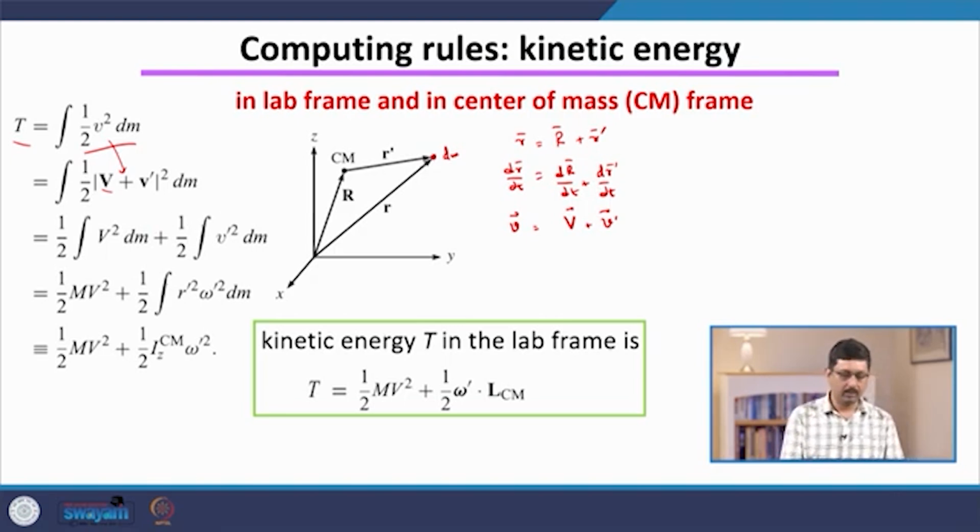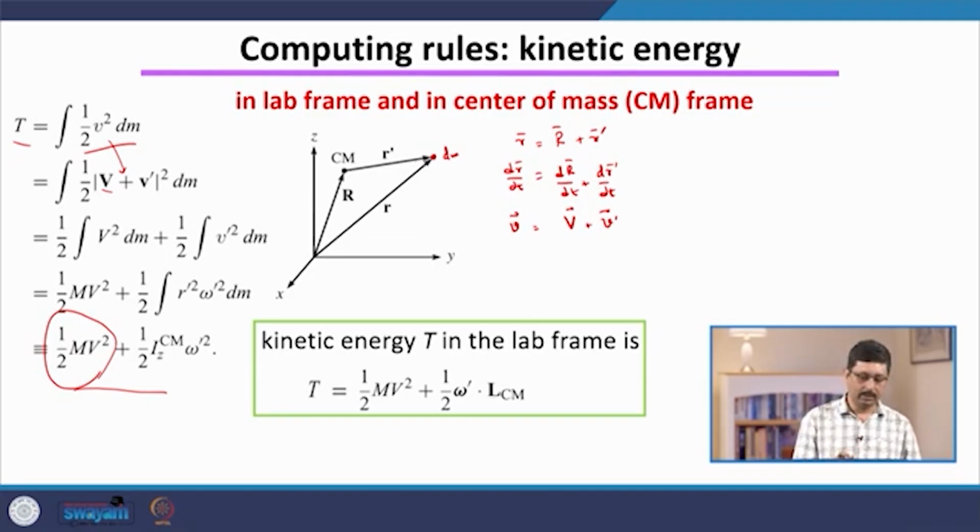you end up, after doing the algebra, with this expression: the kinetic energy of the object in the lab frame has two pieces. The first piece is as if the whole object mass is concentrated at the center of mass and is moving with the velocity of the center of mass, and the second piece turns out to be of the form moment of inertia times omega square. So, this is the expression for kinetic energy due to rotation.